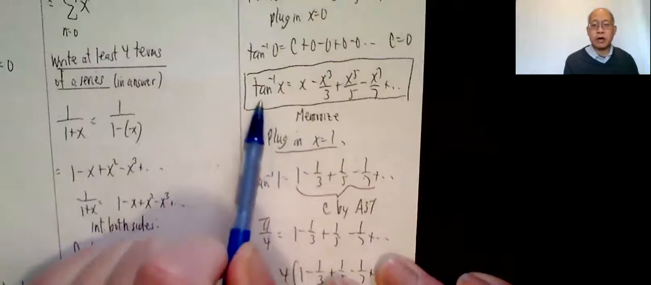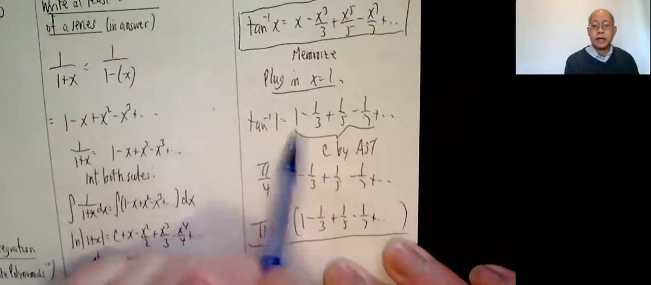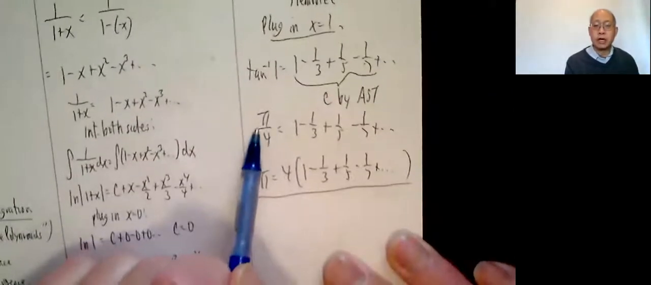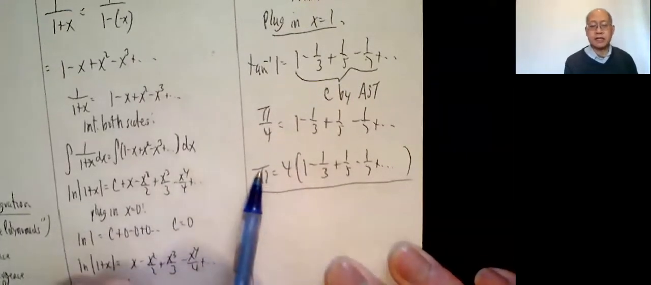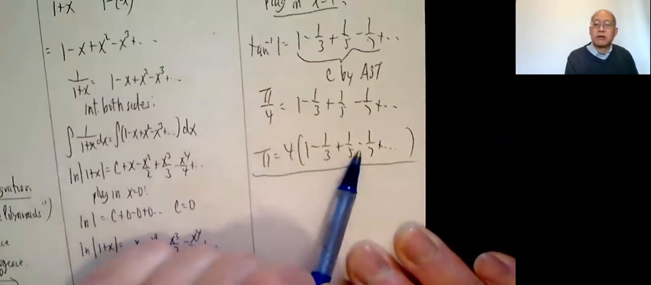In particular, if you plug in 1, you get this. All the numerators are 1. That converges by the alternating series test. But the inverse tangent of 1 is pi over 4. If you multiply both sides by 4, you have this nice formula for pi. You don't have to memorize it. It's just a curiosity. Pi is equal to 4 times 1 minus a third plus 1/5 minus 1/7.